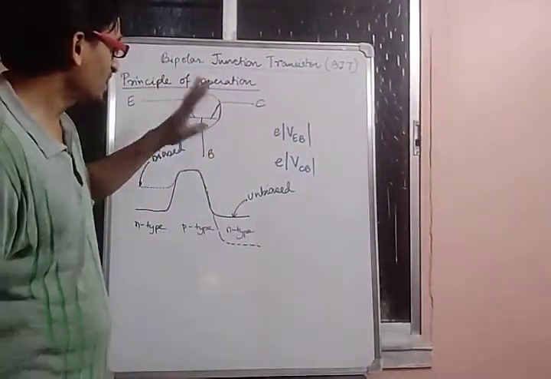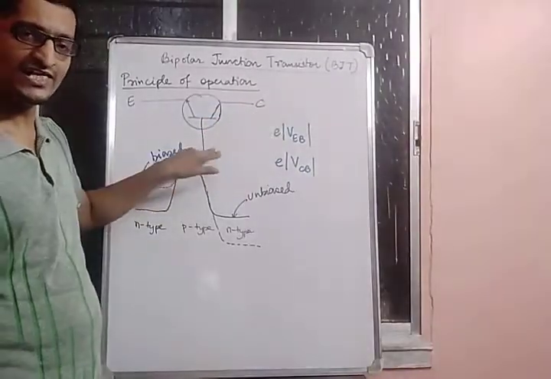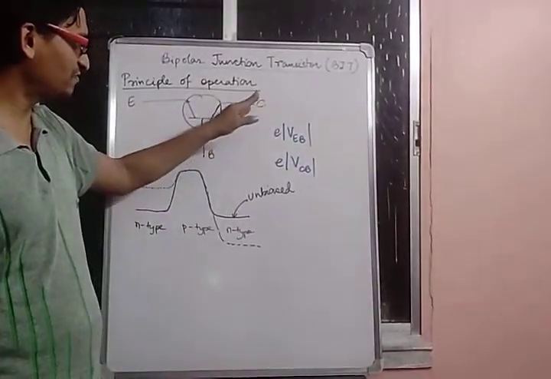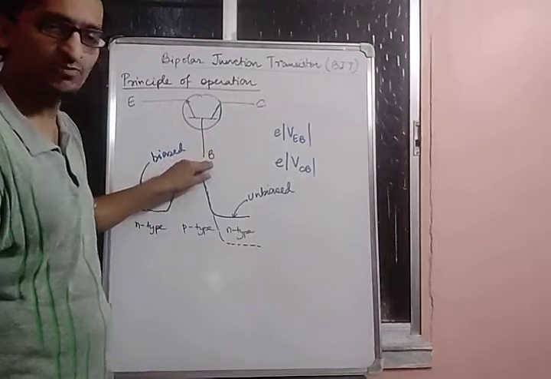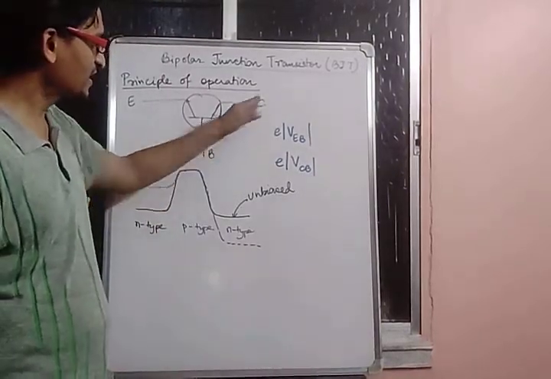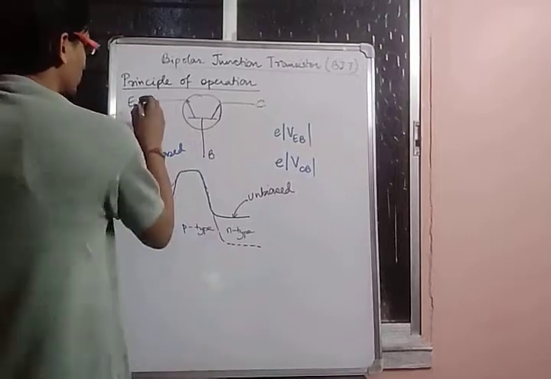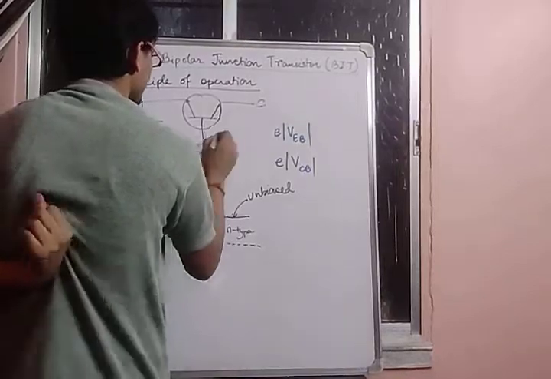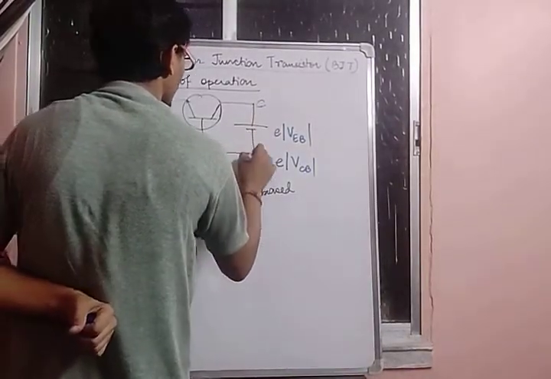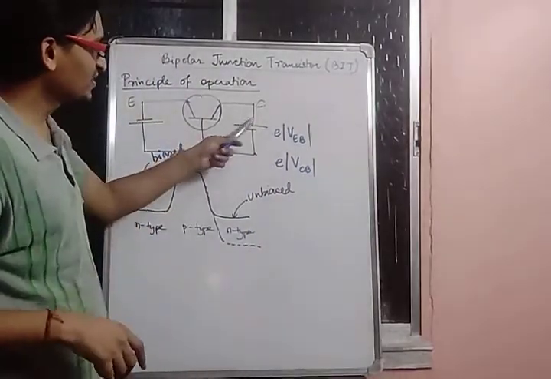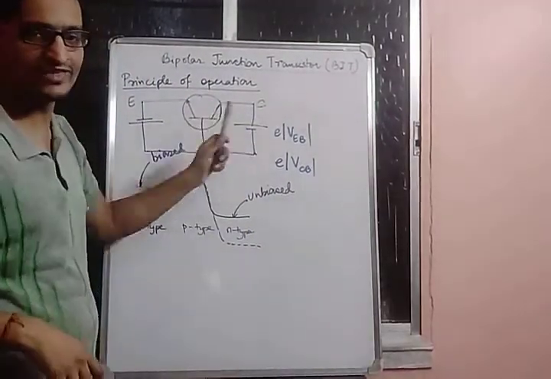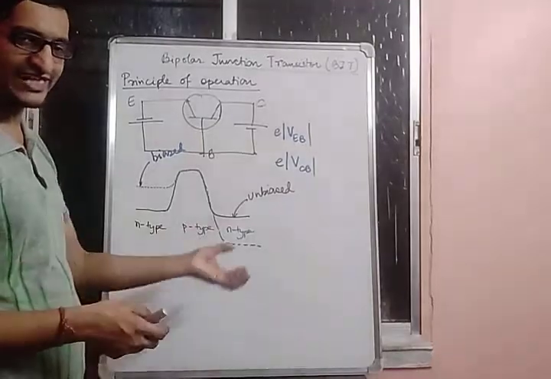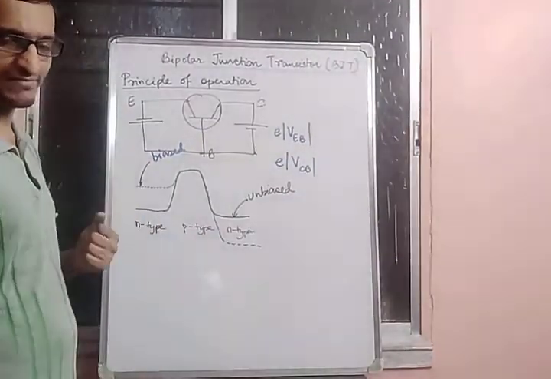Now, since this collector-base junction is reverse biased, the collector terminal will be at positive polarity with respect to the base terminal. So this positive polarity will attract the electrons towards itself. The connection will be somewhat like this. And the collector region is kept thickest so that it can take more and more electrons from the base region.